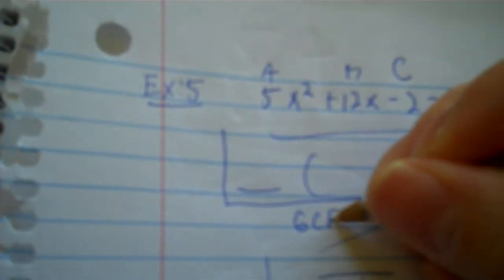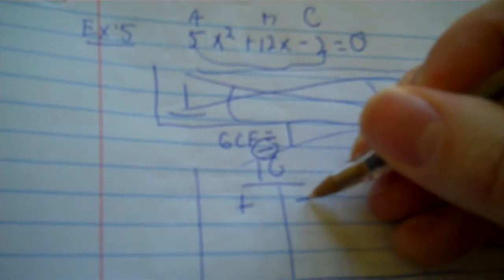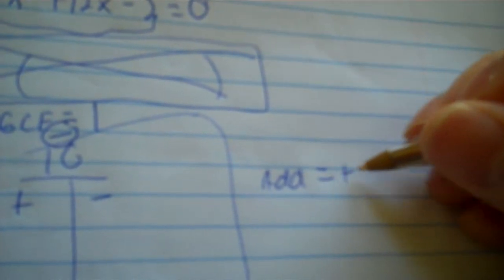Okay, GCF of 5, 12, and 2. I think those are only in the first row together. 5, 2, and 12, all three of them only in the first row. So the GCF is 1. And again, we're not going to put an x with the 1. So, okay, 5 times negative 2 is negative 10. Okay, so it's a positive times a negative, and we're going to add to get to plus 12.